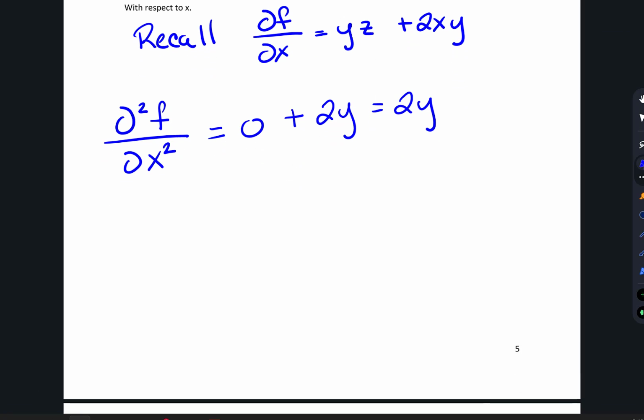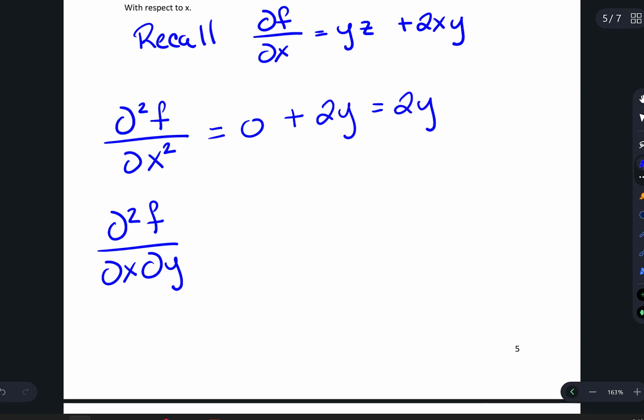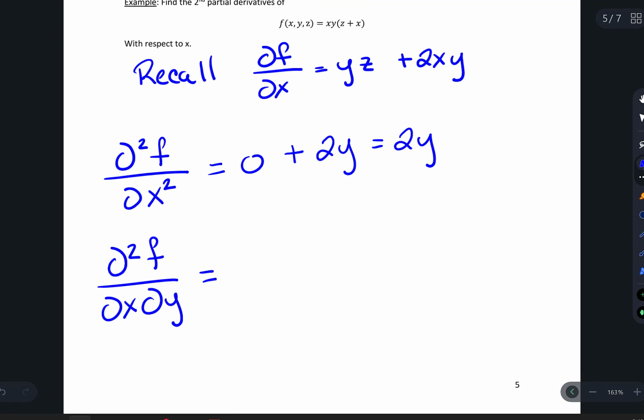Another higher order derivative that we could look at is the second derivative of f, taking the partial with respect to x first and then the partial with respect to y. So in this case, we still start with that partial derivative with respect to x. So here we have yz plus 2xy. Then we take the derivative of it with respect to y.